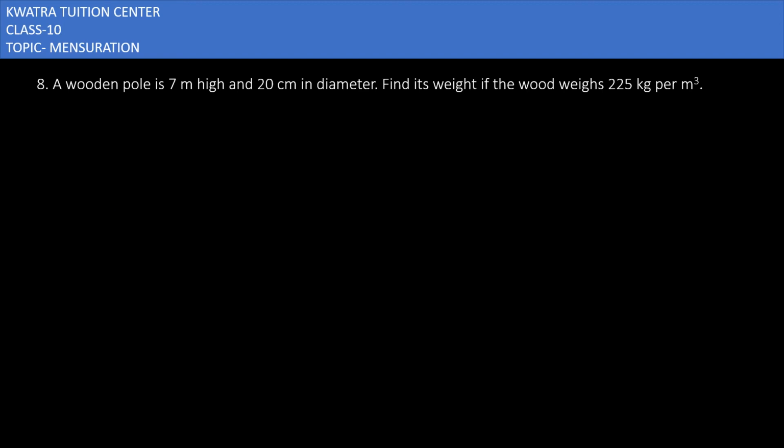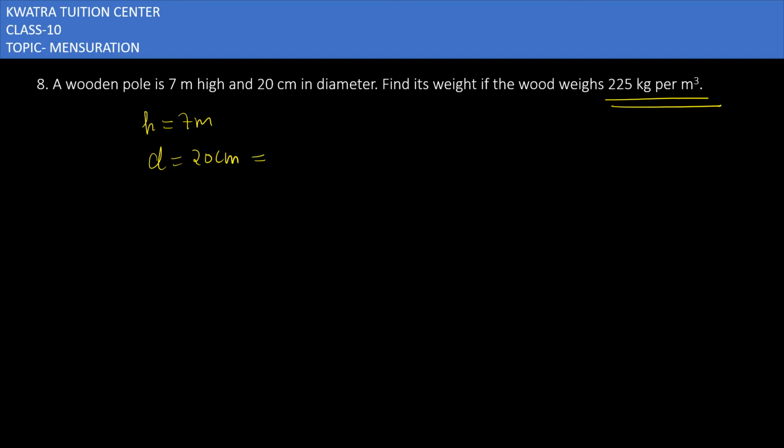Question number 8 says that a wooden pole is there which is 7 meter high and 20 centimeter in diameter. Find its weight if the wood weighs 225 kg per meter cube. So you can see that height is there which is 7 meter, diameter is there which is 20 centimeter. You can see that units are different and here the weight of the wood is per meter cube. So ensure that you are changing the units in meter, all the units in meter.